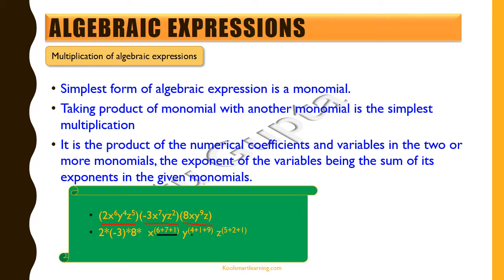So similarly for y, we do the same thing. 4, which is the power of y in the first monomial, 1 which is coming from the second monomial, and 9 which is coming from the third monomial. So we add them to get the final exponent for variable y in the final product. And then similarly we do it for z, which is 5 plus 2 plus 1. So the product of these three given monomials will be minus 48 into x raised to power 14 into y raised to power 14 into z raised to power 8.